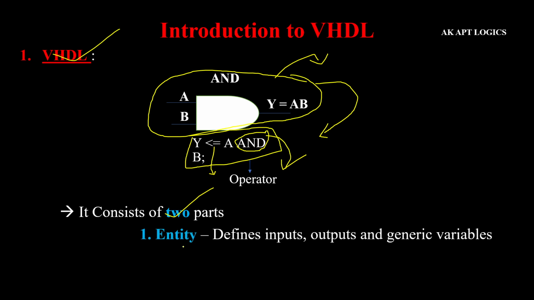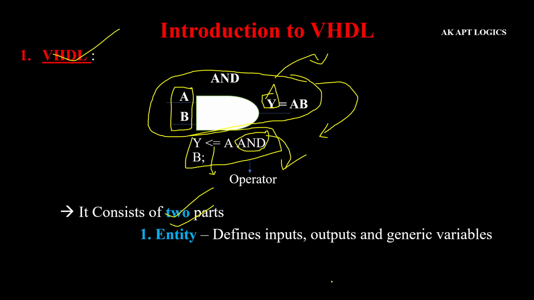One is entity, right? We already saw it in the previous slide. Entity will define the inputs, outputs and generic variables. For example, if you take this particular AND gate, what are the inputs to this AND gate? A and B, right? And the output is y. Declaring those inputs and outputs will be done in the entity part of VHDL programming.